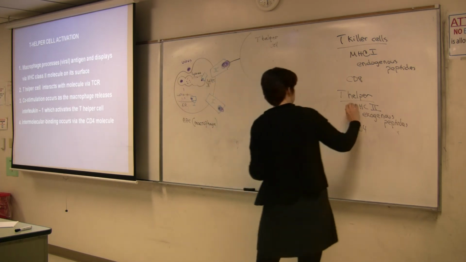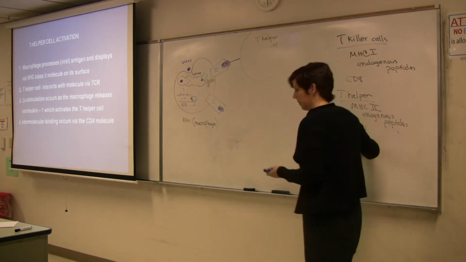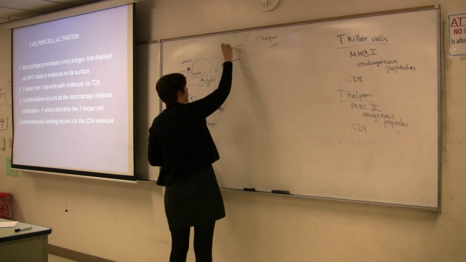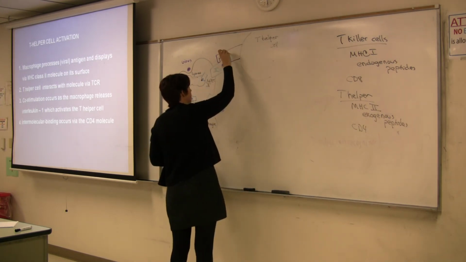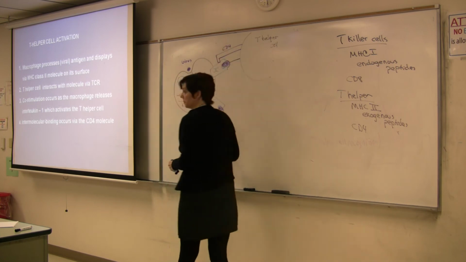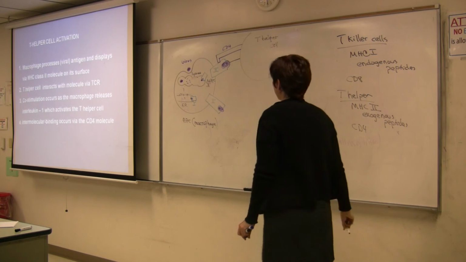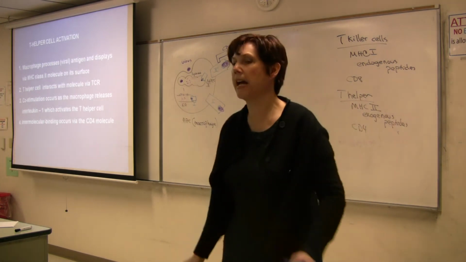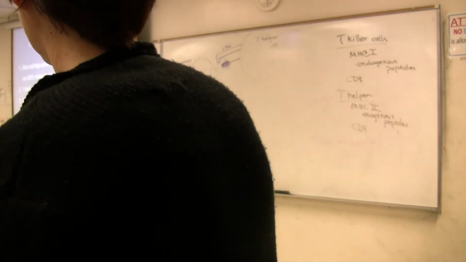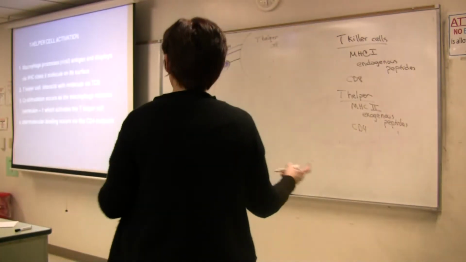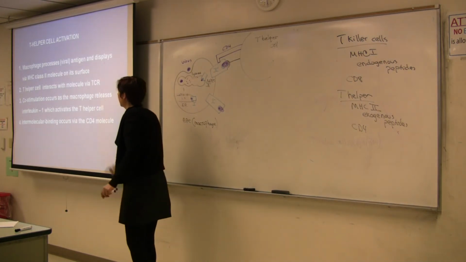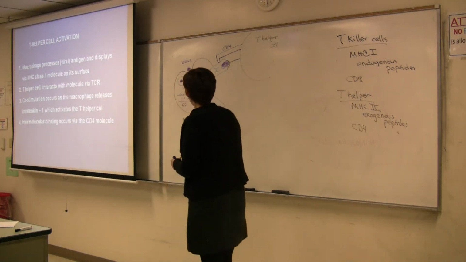Now remember I talked about the CD4 molecule? Okay, so this is stabilized. The T helper cell makes a protein that helps to stabilize this, known as CD4. The addition of that CD4 helps to activate the T helper cell in the interaction between the T helper cell and our APC, our macrophage.